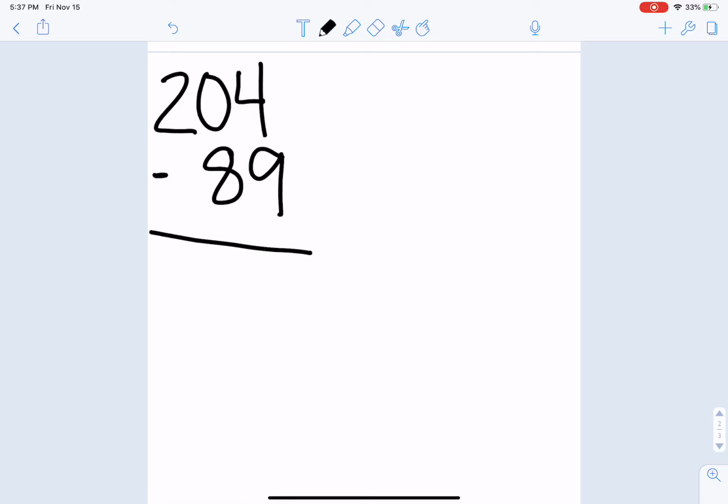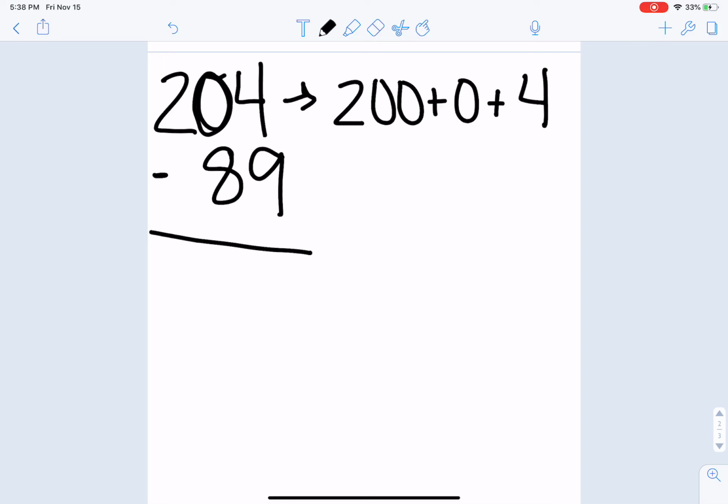So the 200 would turn into 200 plus 0, since there's that 0 again, and plus 4. Again, the 2 over here is the same thing as 200. It's just written differently in expanded form. And then there's nothing in the 10 space, and then the 4 is represented as just the 4.